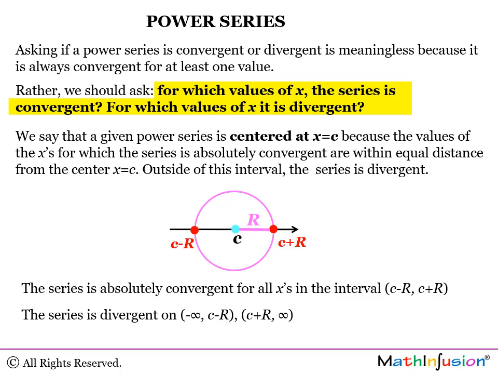Okay, so we have two segments like those. One is from negative infinity to c minus r, and the other is from c plus r to infinity.